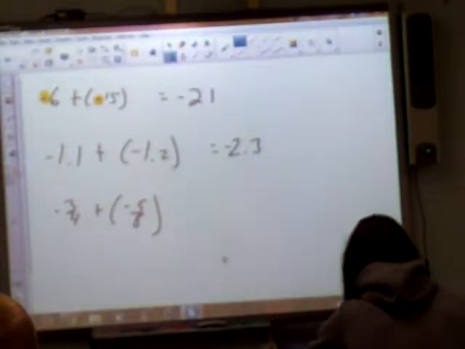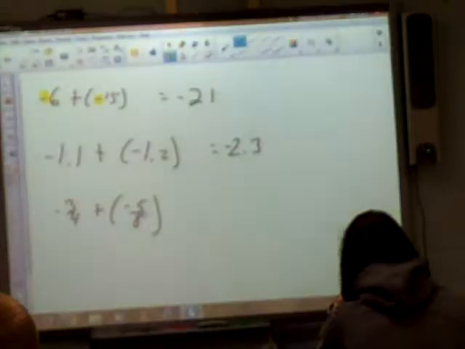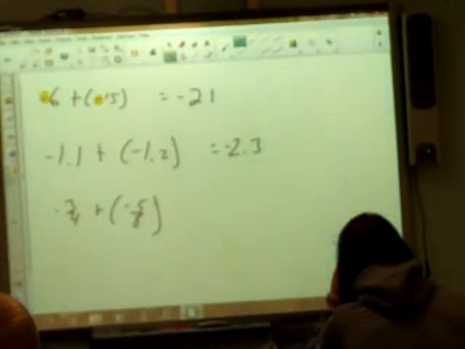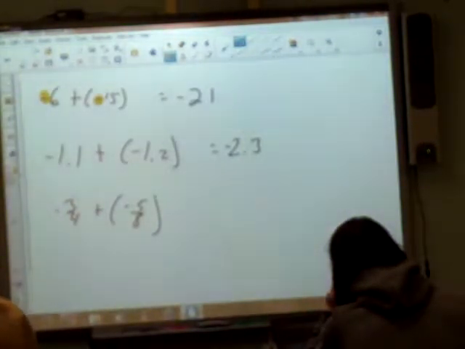Then on the fraction one, before I can add those, I need to get a common denominator. So I'll throw you a curveball here, and it's tough, isn't it? What will 4 and 8 both go evenly into? 8. So this one, to make that 4 into 8, I've got to multiply it by 2. So I multiply the whole thing by 2.